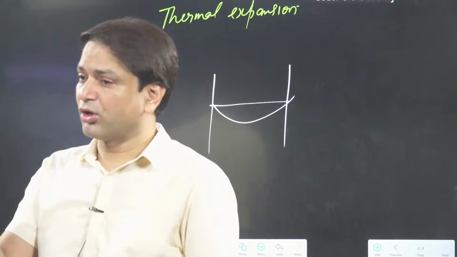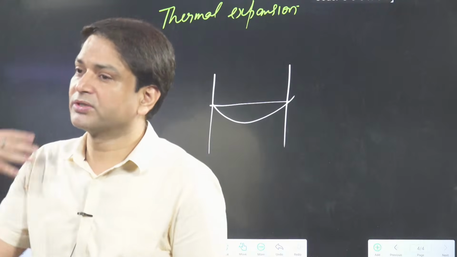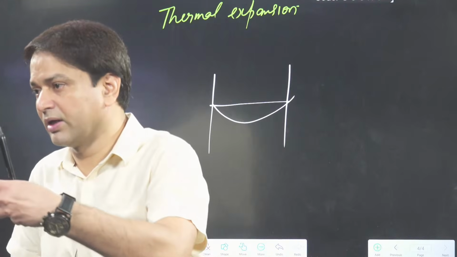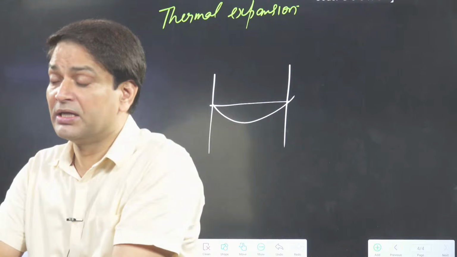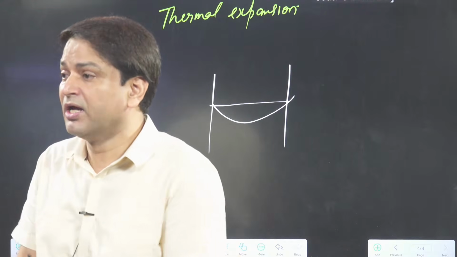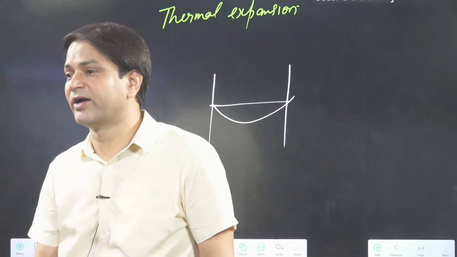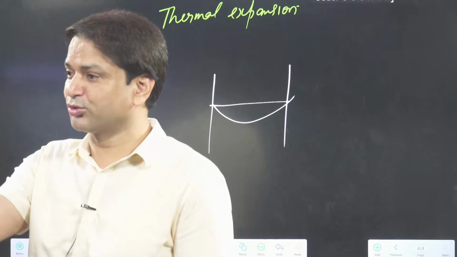In railway tracks also we make some gap in between the tracks. Why? Because when the temperature is more, the track will expand. If that gap is not there, it will get distorted. And in India, maximum 60 to 70% of train accidents are due to this reason only.